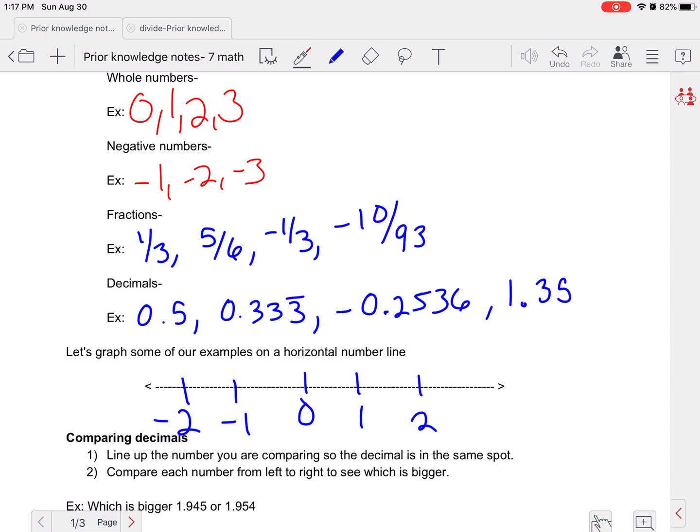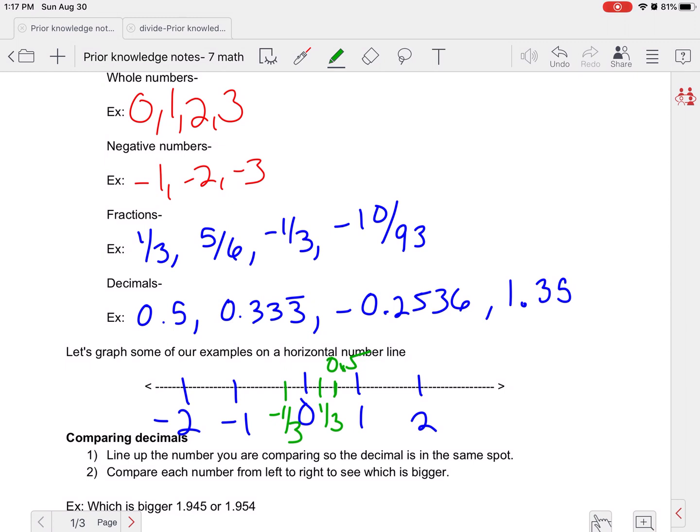We could also add some fractions in, like I could add 1/3. I'll do this in a different color. We could add 1/3 about right there. Okay, we could add 1/2 about right there as our decimal if we wanted to. We could also add -1/3. Okay. So just a refresher to kind of what kind of numbers we have in our life and how we can plot them on a number line.